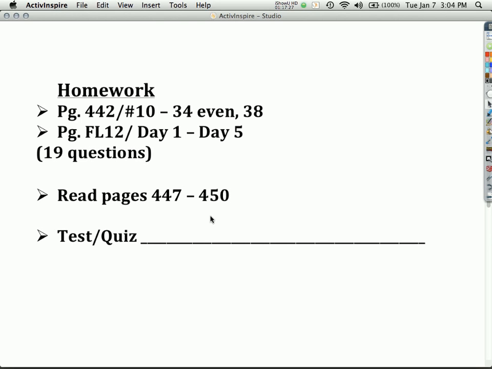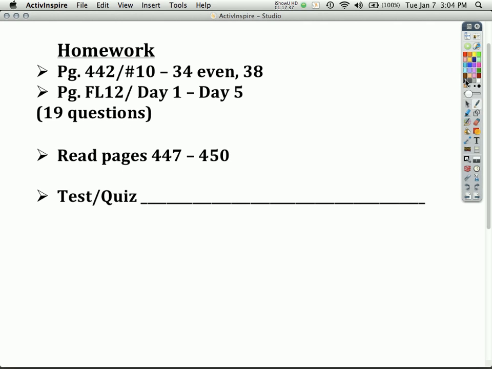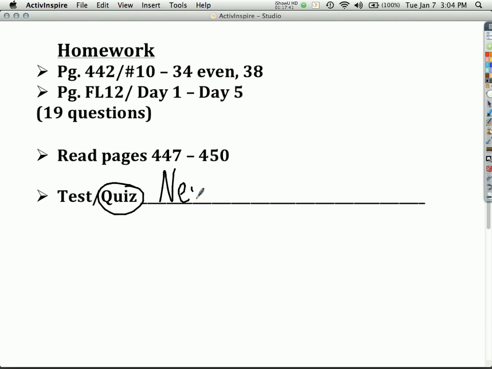Then you're going to read the next section. That is going to give you a huge insight into what we're doing next. And your first quiz of the quarter will be next week. And it's going to be 7.1 to 7.4.